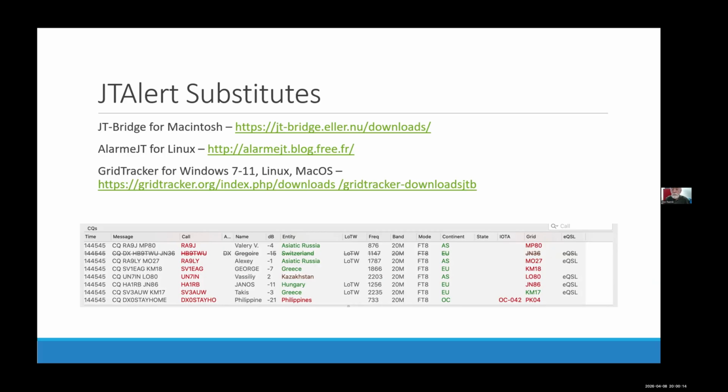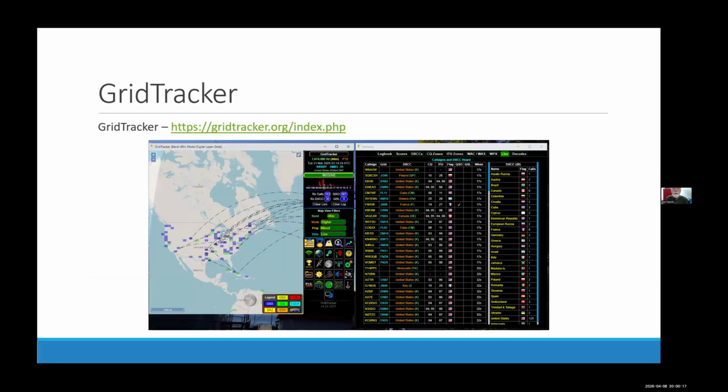I want to show you that for a minute. Grid Tracker has a couple of windows. The one on the left will show you what grids are active. It can also show you what grid squares you've already worked. You can zoom the map in and out from a handful of grids all the way to the whole world. And just to the right of that is the control panel for Grid Tracker, and I'll talk more about that in just a second.